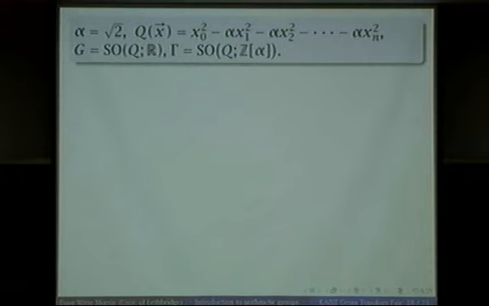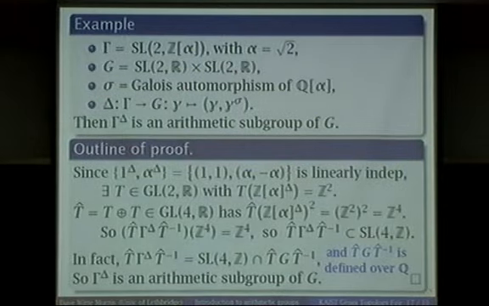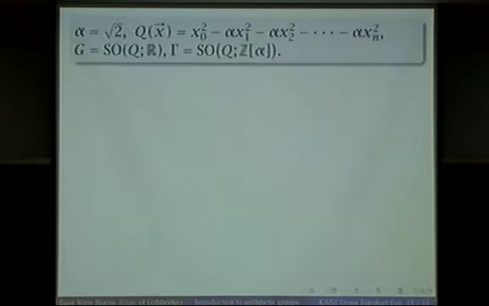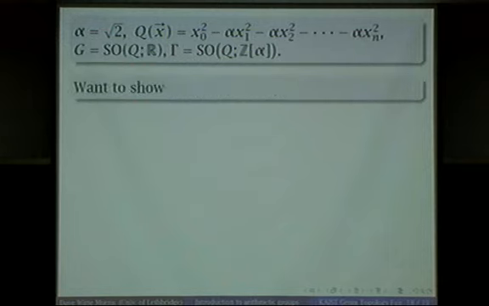Okay, so this is the one I want. What I just proved was the easy case. What I wanted to do, though, was this group. I wanted to take an orthogonal group and show that the integer points of that is an arithmetic subgroup. Let me just sketch that.